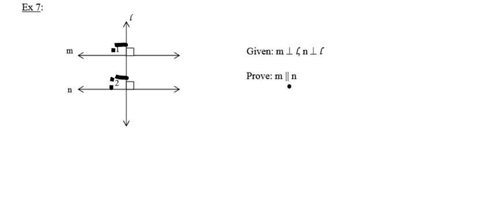I notice that angles 1 and 2 are corresponding angles. They are also both right angles. So if I've got two corresponding angles that are both right angles, and I know that all right angles are congruent to each other, I know that the corresponding angles have to be congruent and that the lines have to be parallel.